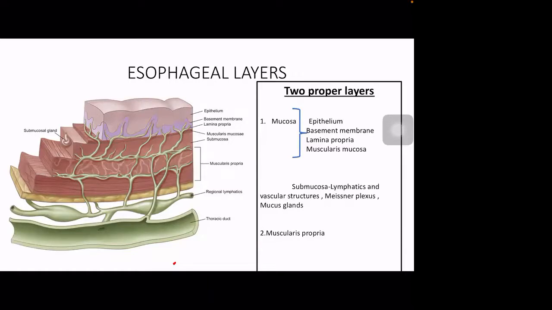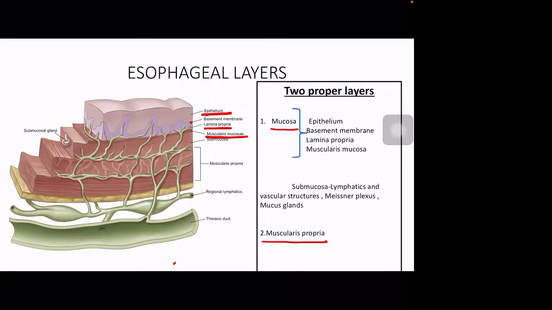Fine, okay. So now the esophageal layers. Let's again start with the basic thing. If you take the esophageal layers, the important two layers in the esophagus are the mucosa and the muscularis propria. Okay, fine. So in the mucosa, like in any other part of the GI tract, always remember first it's an epithelium, and then here is the basement membrane and the lamina propria, followed by muscularis mucosa. So the epithelium, basement membrane, lamina propria, and muscularis mucosa all together combine and form the mucosa.